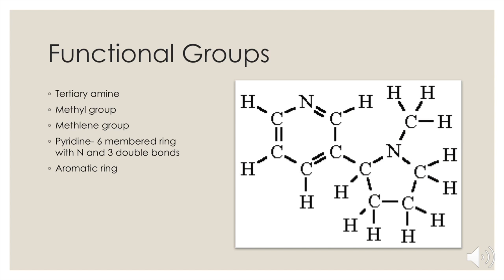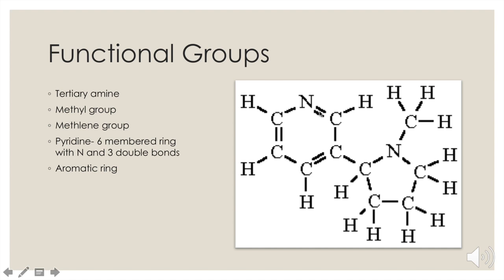So let's look at some of the functional groups, or clusters of atoms, that we see in nicotine. One of the nitrogens has a lone pair and is bonded to 3 carbons, which is this one right here, and we call it a tertiary amine. One of the carbons is bonded to 3 hydrogens, which would be this one right here, and that is a methyl group. Another one of the carbons has 2 hydrogens bonded to it, these ones, as well as these ones and these ones, and those are methylene carbons.